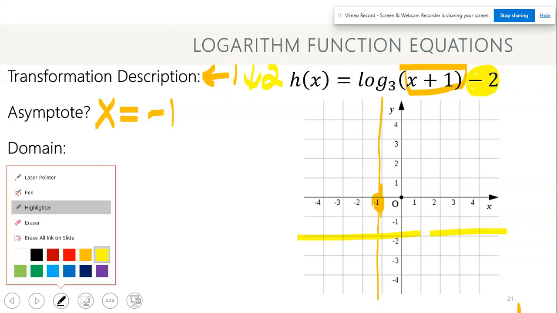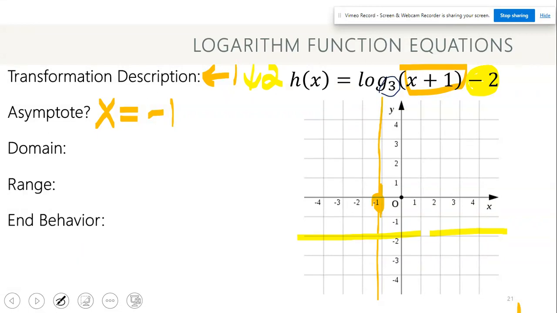And just take a peek at the base of the logarithm. The base is 3, so always go to the right one from your xy axis. And since the base is 3, that's like a growth function. That means we're just going to keep our usual logarithmic shape, which looks like this.